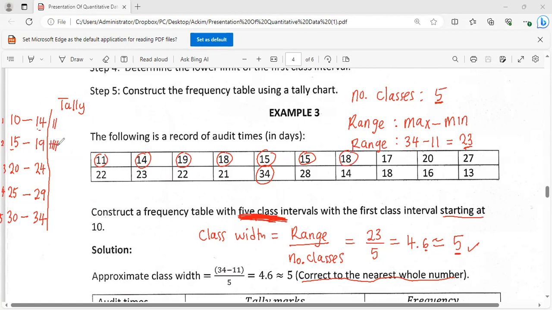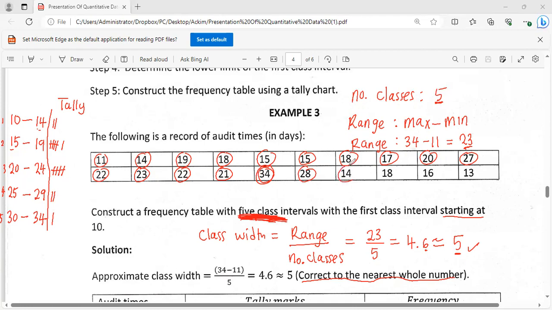So on number 5, we cross like that. Then we have 17 in the same group. We have 20 in the next group. We have 27 in this group. 22 in that group, 23 in that group, 22 in that group, 21 in the same group. So number 5 is crossed again. 34 in the last group. We have 28 in this group.